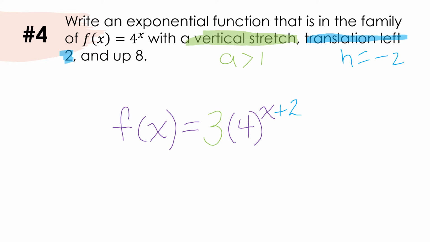And your k value goes at the end. It's not opposite. So if it says up 8, that's going to be +8. And that would be your function. So everything for this should be the same. The only number that might be different is this a value right here, but it must be a number larger than 1. So it could be a decimal, it could be a fraction, but it has to be bigger than 1. Most of you would probably do a whole number, and that's fine as long as it's larger than 1.